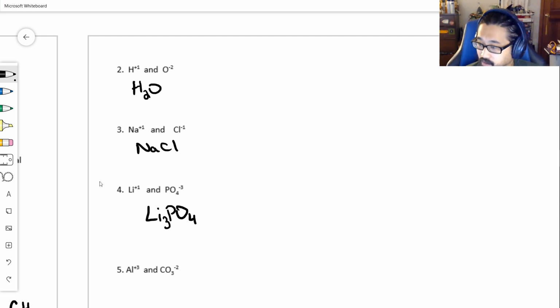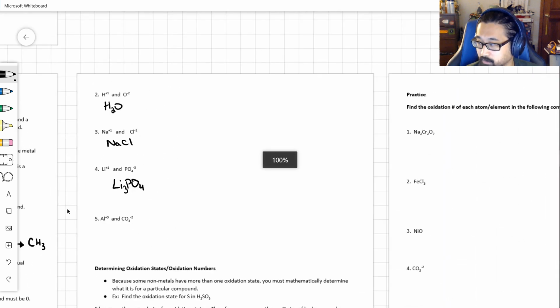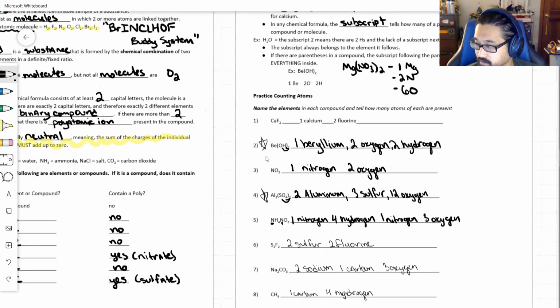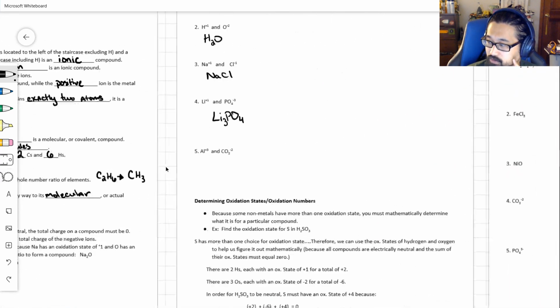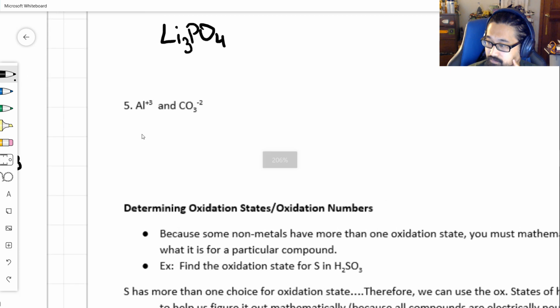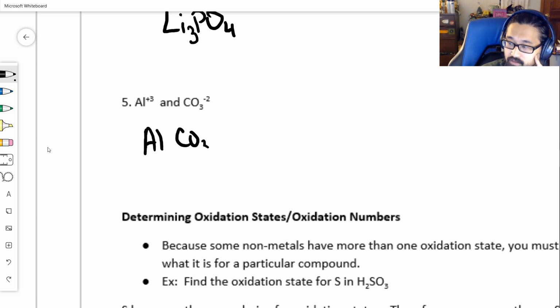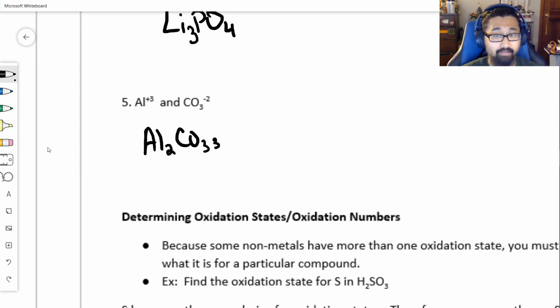Right. This last example, if you remember back here on page 20, where you have these parentheses and then the subscript, well, that's what we're about to do here in number 5. Here in number 5, I have to combine Al and CO3, and if I take this number and put it down here, I get Al2. If I take this number and put it down 3, I get 3, and now it looks like I have Al2CO33.